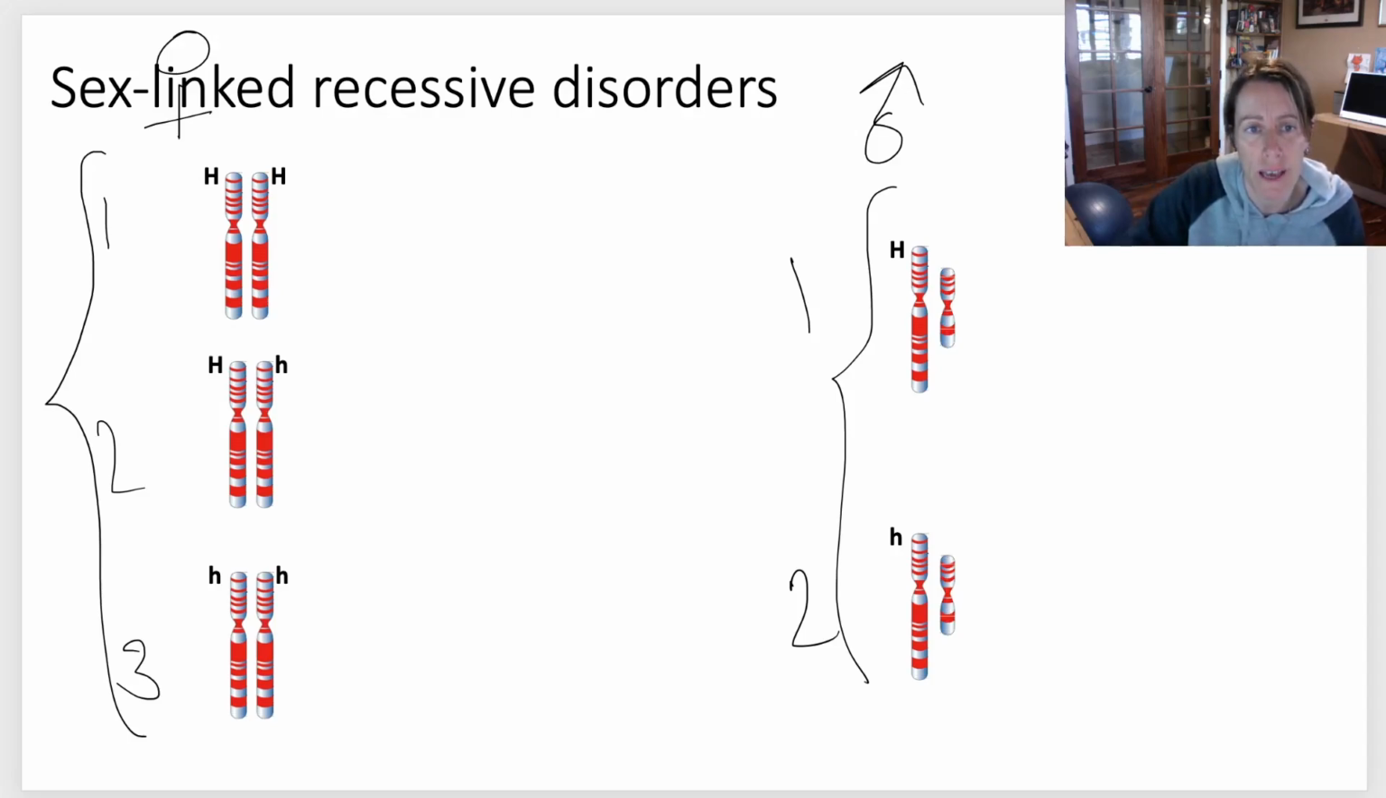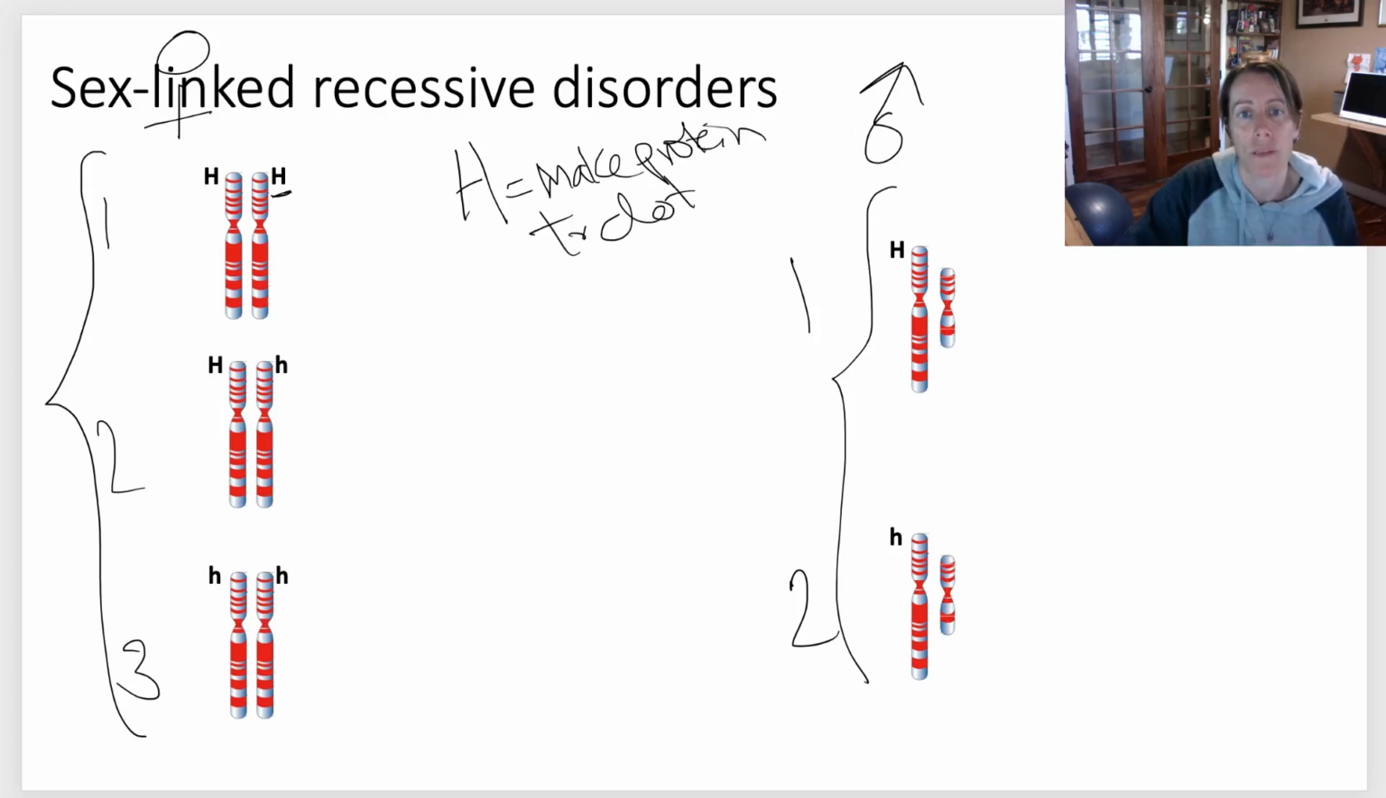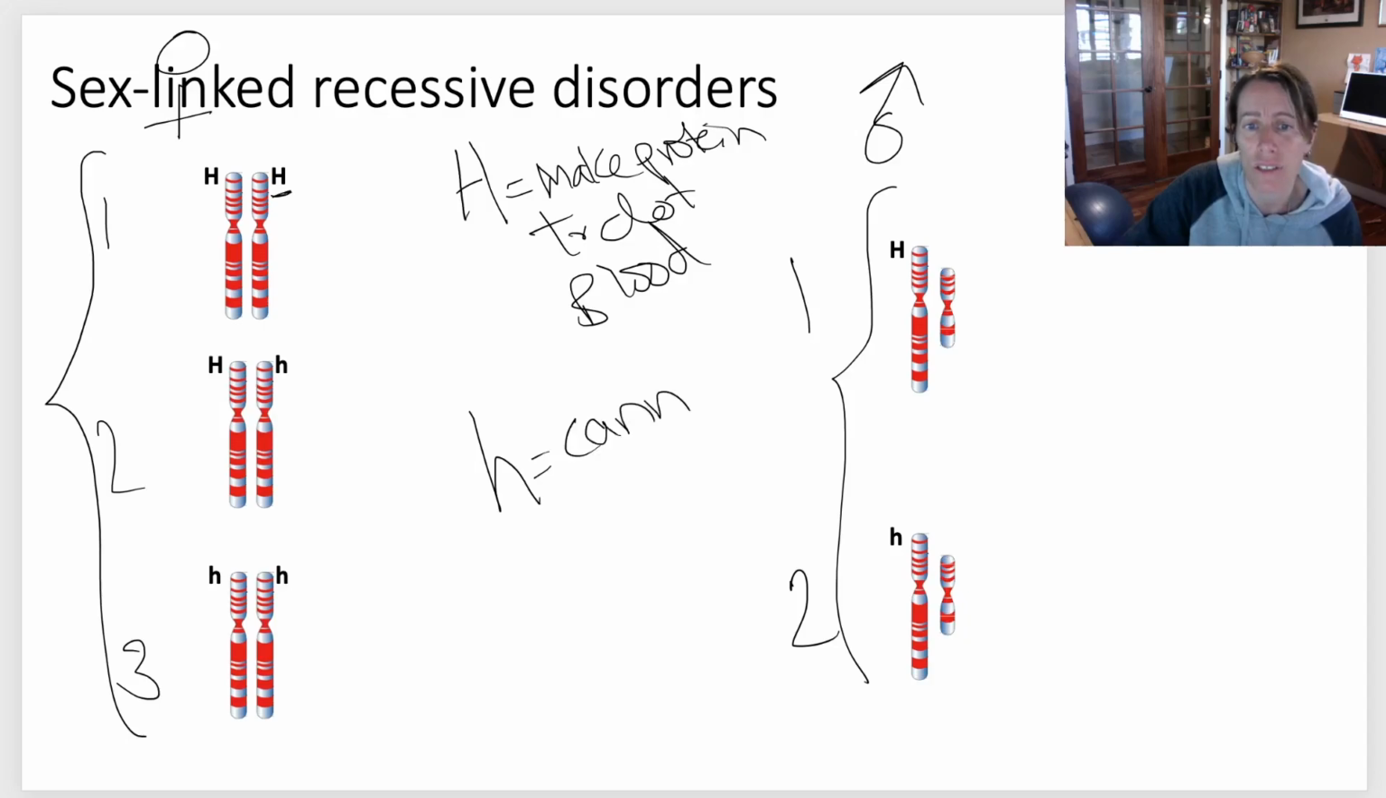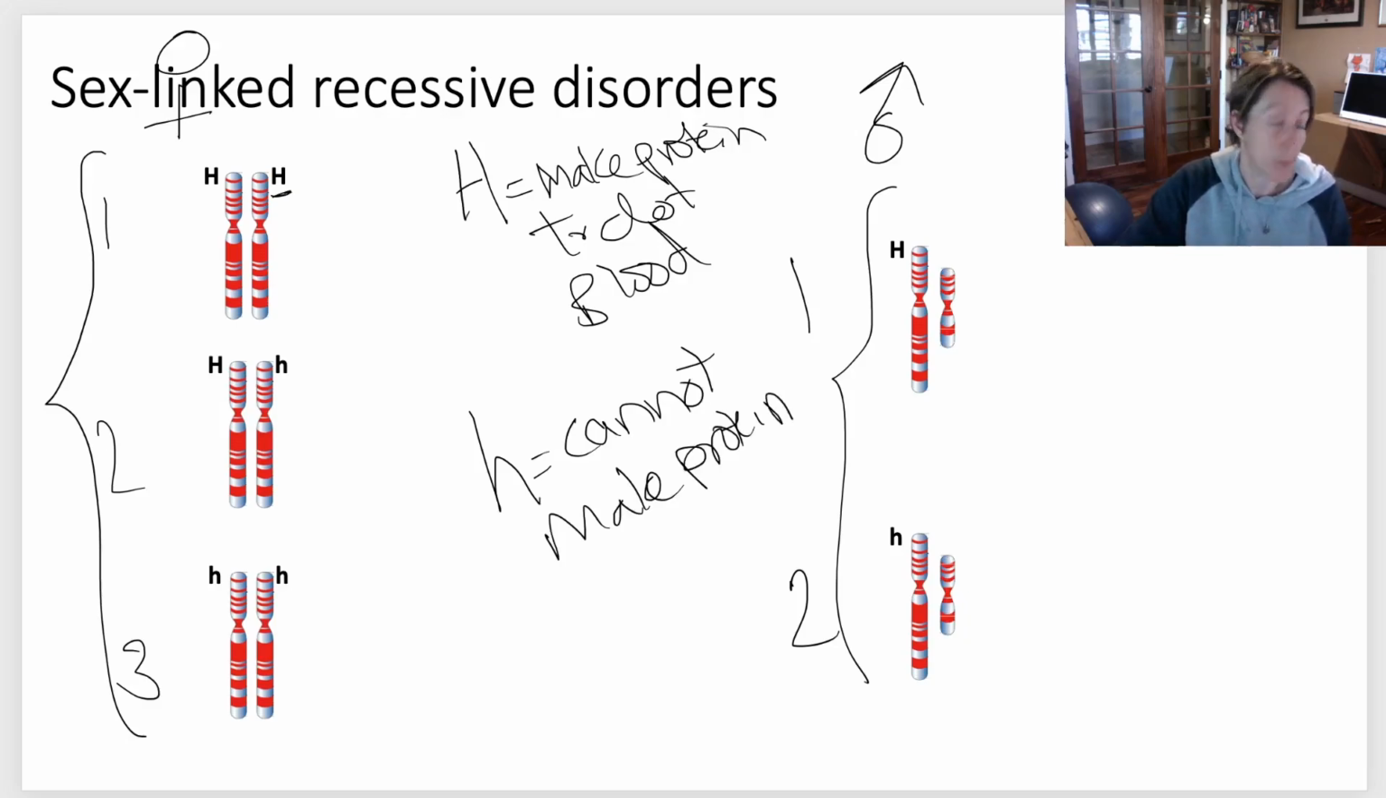So first of all, this hemophilia, we're going to use the letter H. An uppercase H says that the gene is working well and you can make the protein that causes your blood to clot. So make protein to clot blood. Lowercase h is that you cannot make the protein for blood clotting, and therefore you bleed. If you cut yourself, you bleed. You don't clot. You don't stop bleeding.